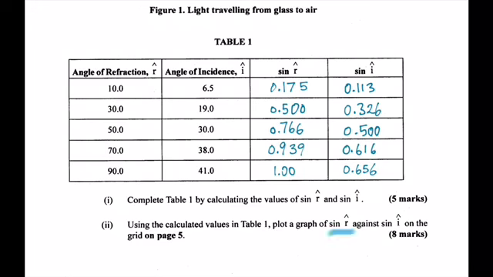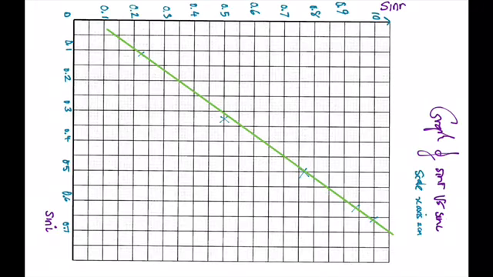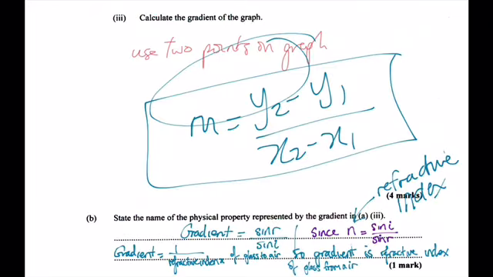Plot a graph of sine R against sine I. Now the chances of this coming back in June is very slim, but it may come back in a different question. Anyhow, say plot your graph. I just did up this graph quickly. I didn't finish the scale. The scale is 2 centimeters to 0.5. 2 centimeters represents 0.5 on both axes. So on the x-axis, well, you need to put in a scale. You need to put in a title. You need to label whatever. That's the proper thing to do.